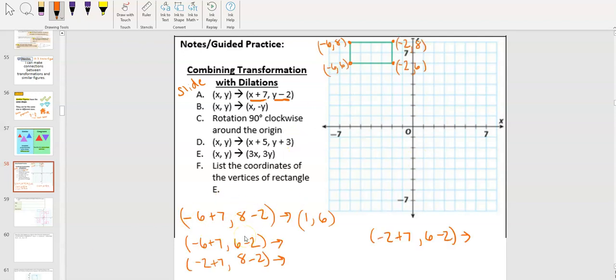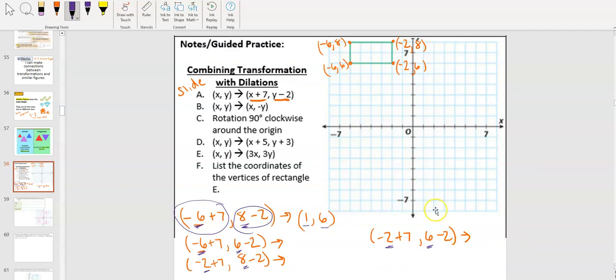So I'm going to solve these first with its rule, and I'm going to apply them to the x coordinate. So when it says x plus 7, that means I take all of the x values of all of my points, and I'm going to add 7 to them. Then I'm going to take all of the y values of my points, and I'm going to take away 2. So when I did this first one, -6 plus 7 is 1, and 8 take away 2 is 6.